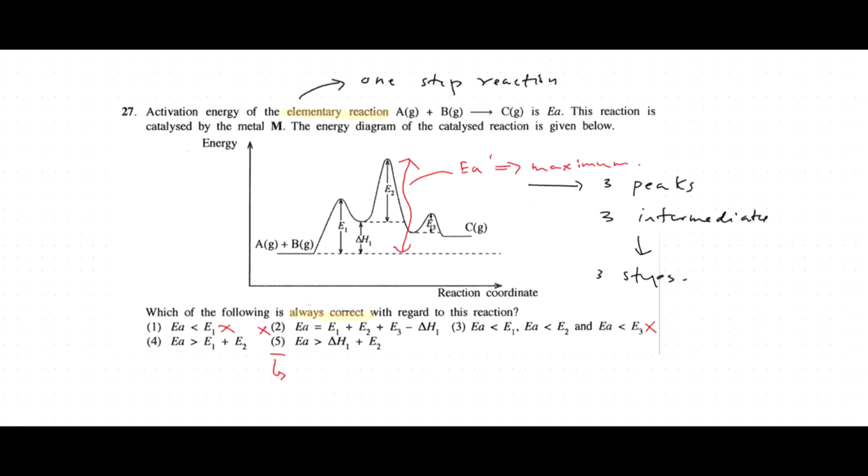The fourth one says EA is greater than E1 plus E2, and we are not sure about it. Sometimes it might be greater than E1 plus E2, sometimes it might be equal to E1 plus E2, and sometimes it might even be less than E1 plus E2. So we can neglect the fourth answer. Therefore the fifth one is the answer because it is always correct, which means EA, the original activation energy, is always greater than delta H1 plus E2.